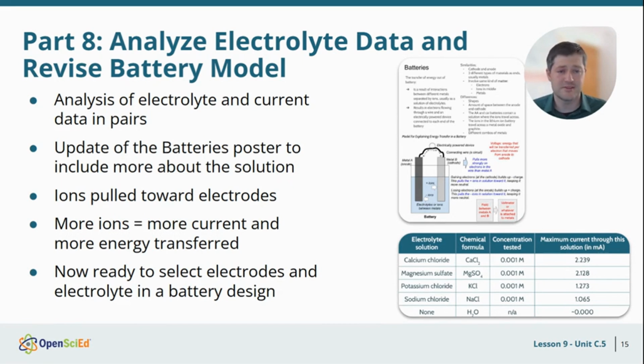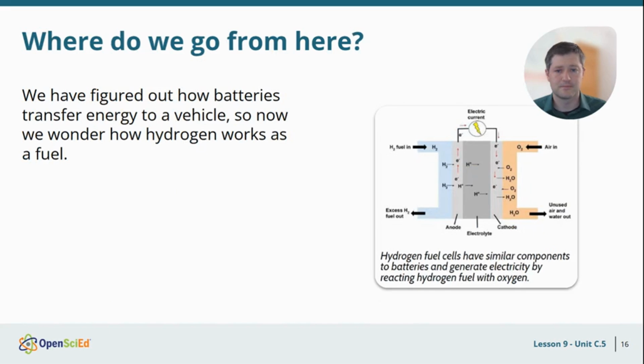And then once students have established this general principle, they're ready to select the electrodes and electrolyte in a battery design. This is where, if you chose to do the optional extension, where students think more deeply about calculating the concentration of electrodes in solution rather than just getting some of this data straight up, that's where you would use that. So from here, students have pretty much explained what's happening in batteries and how that transfers energy to a vehicle. And so now we wonder and want to apply that to hydrogen as a fuel.